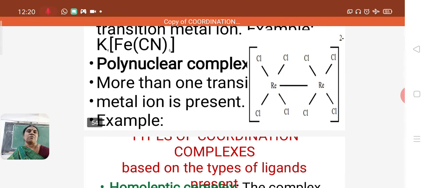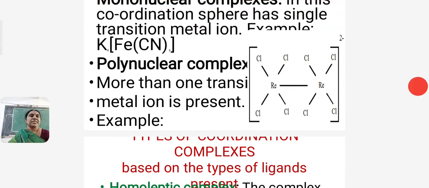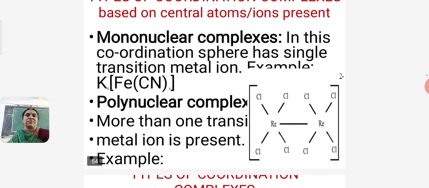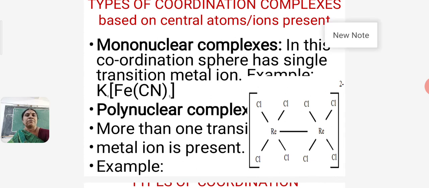Now you observe this complex. Here you can see there are two central metal atoms, and therefore this is called a polynuclear complex. So what is the basic difference between a mononuclear complex and a polynuclear complex? In a mononuclear complex, there is only one single central metal ion or atom. Whereas in a polynuclear complex, there are two or more metals in the complex.